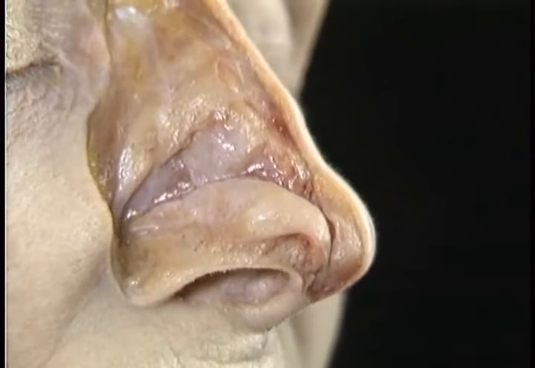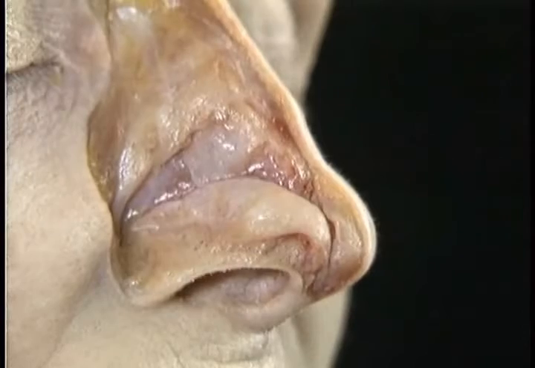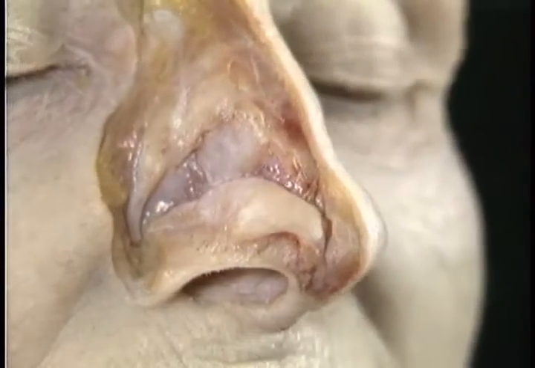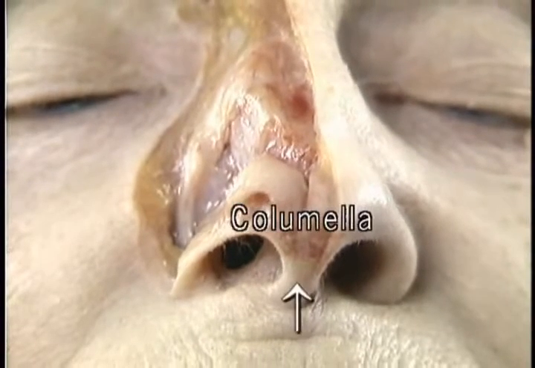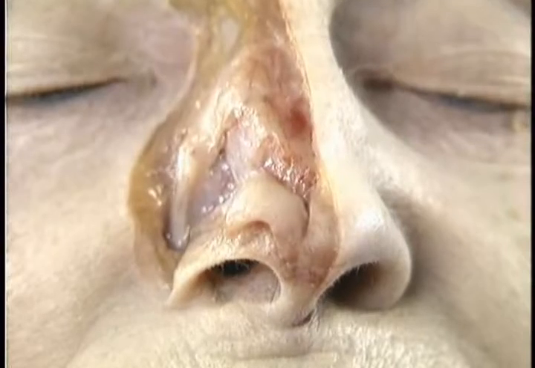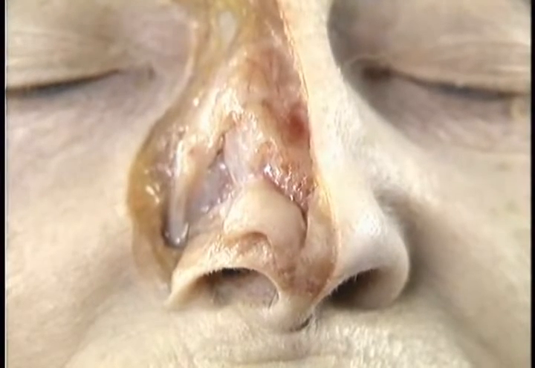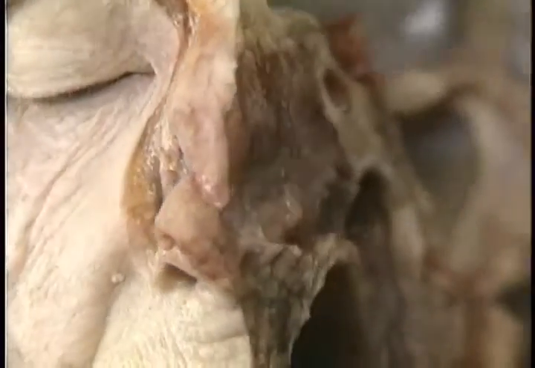The medial crus turns sharply backwards, ending here. Together, the two medial crura form the framework of the lowest, most anterior part of the nasal septum, which is called the columella. To get a good look at the nasal septum, we'll divide the bone and soft tissues along this line and remove the left side of the face.